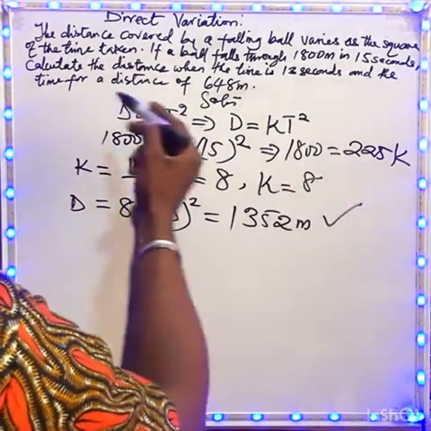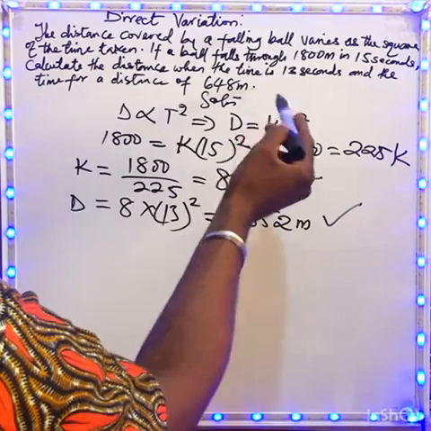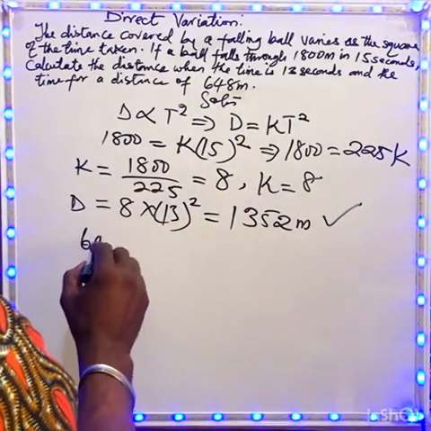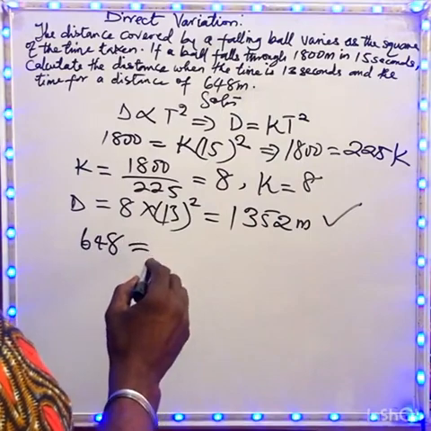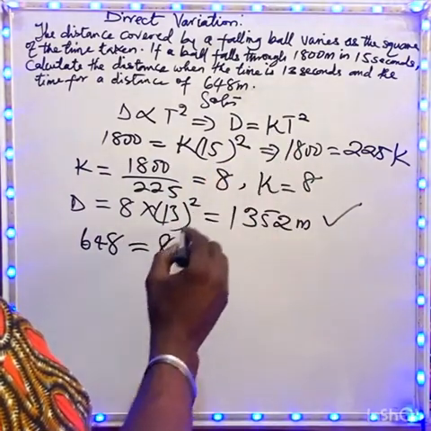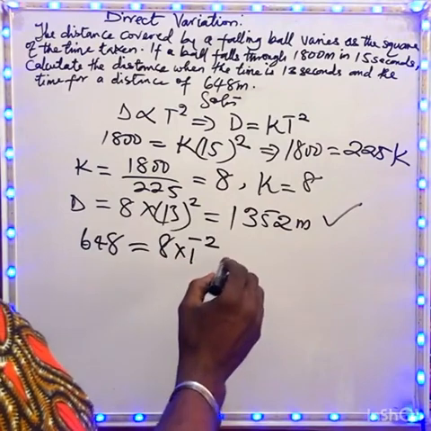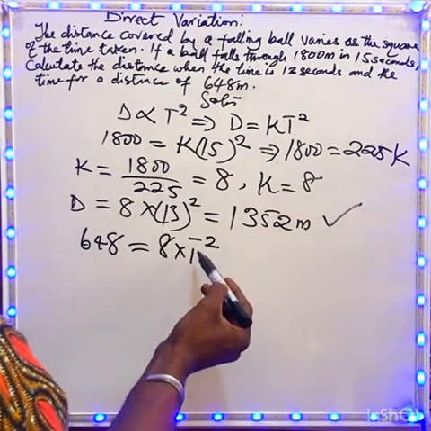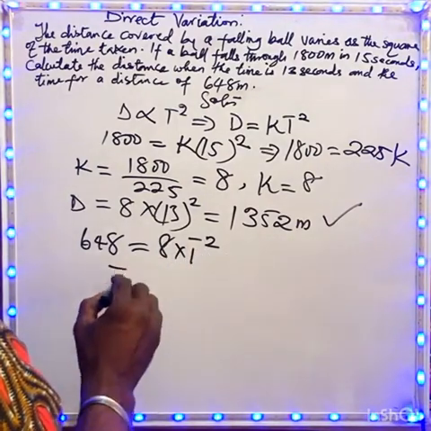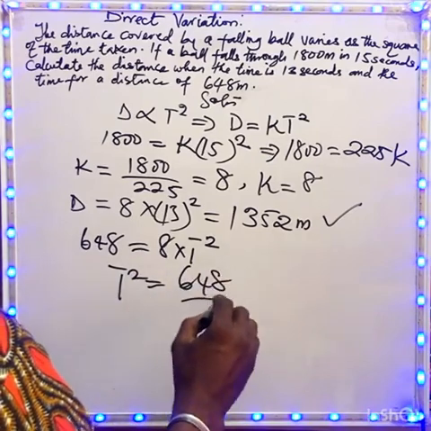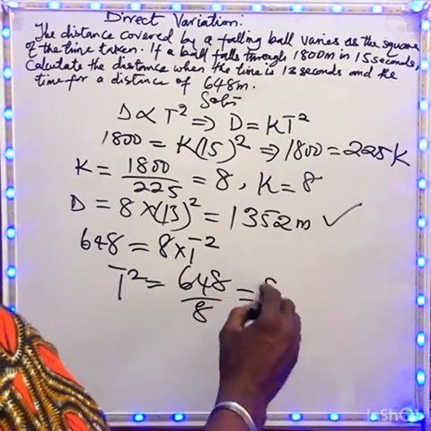That's for the distance. But what is the time when the distance is 648? If the distance is 648, it means that it's equal to 8, which is k, multiplied by t squared. If you make t squared the subject of the equation, you have t squared is equal to 648 divided by 8.